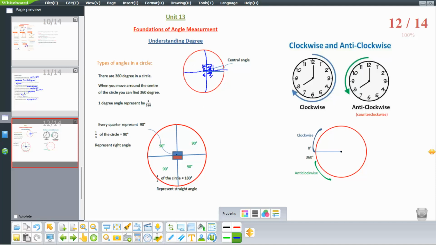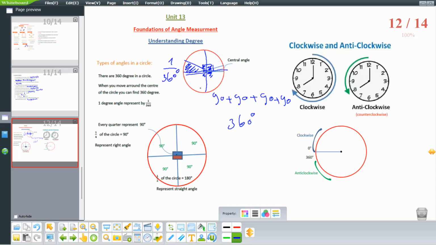So the sum of angles of any circle equals 360 degrees. Why 360? Because we said 90 plus 90 plus 90 plus 90 will be 360 degrees. And any part of this circle is represented by 1 over 360 degrees.